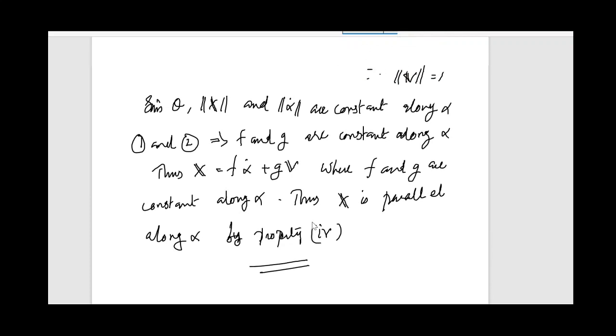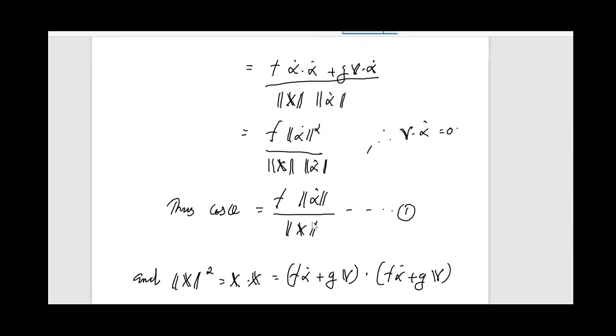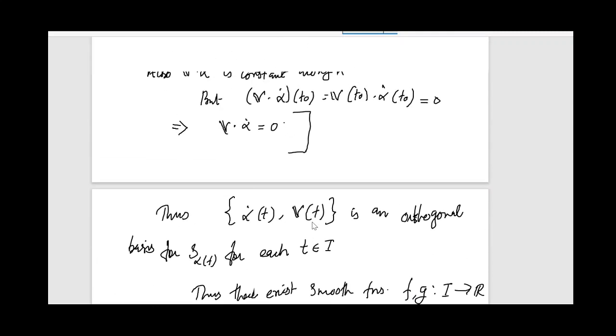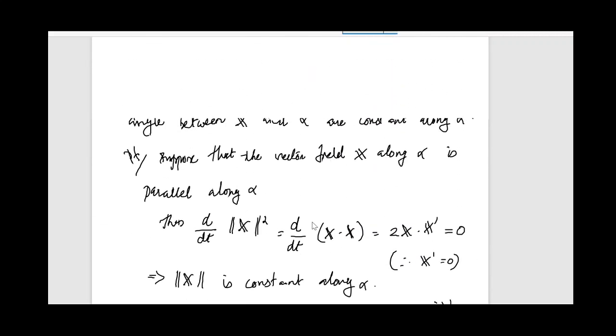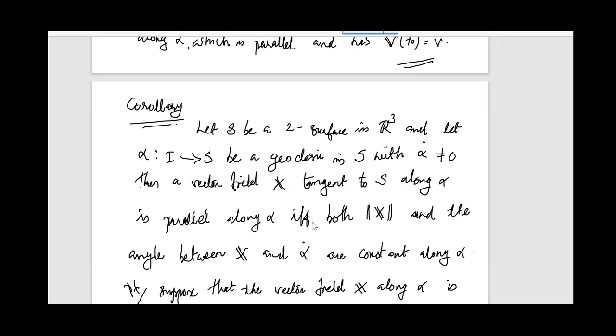Okay, hope you understood this corollary. We have proved it in both ways. That is, when S is a two surface in R3, let alpha from I to S be a geodesic in S with alpha dot not equal to 0. Then the vector field X tangent to S along alpha is parallel along alpha if and only if both X and the angle between X and alpha dot are constant along alpha. So with this, I am winding up today's session. Thank you for your patient listening.